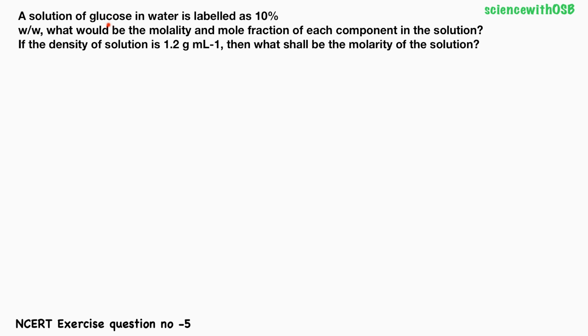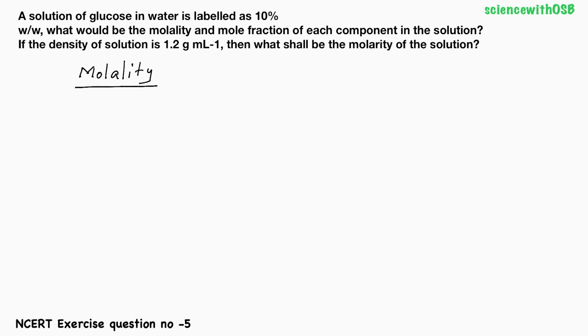A solution of glucose in water is labeled as 10%. What would be the molality and mole fraction of each component in the solution? If the density of the solution is 1.2 gram per milliliter, then what shall be the molarity of the solution? So we have to find molality, then mole fraction and molarity.